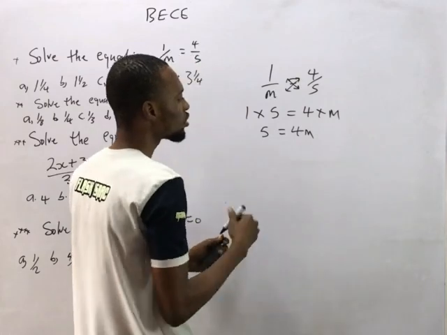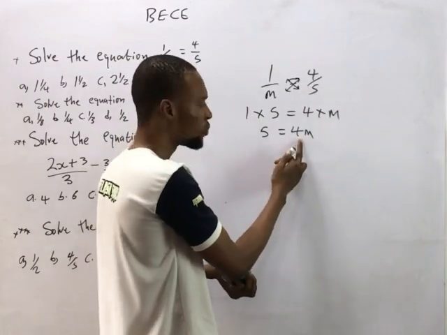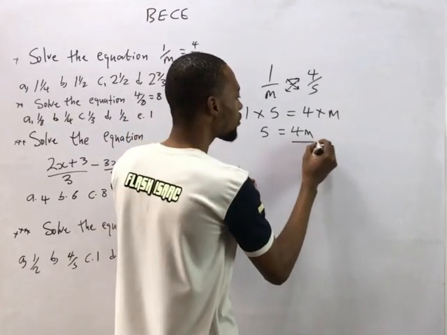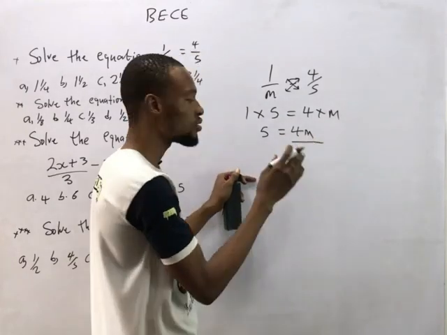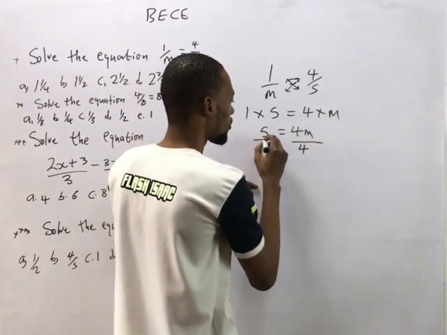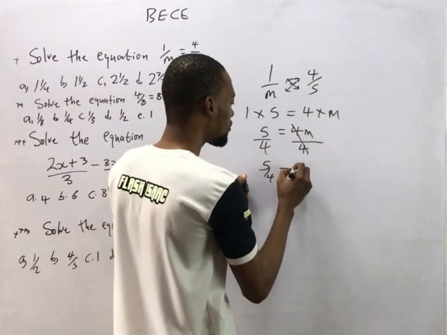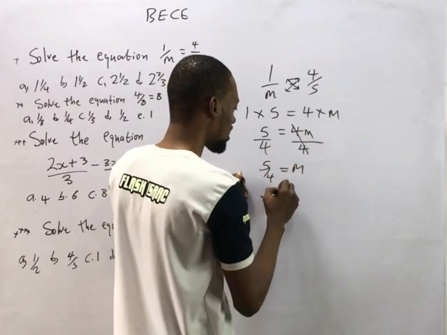Now we have this. So we are looking for m and not 4m. What to do now is divide both sides by 4 to remove the 4 from m. So 4 divided by 4 will give you 1. That means 5 over 4, you'll be left with m. This implies that m is equal to 5 over 4.